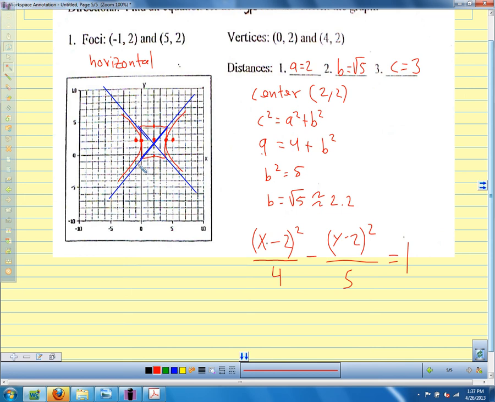So questions on what we did here? A, again, tells us how far we move from the center to the vertices. B tells us how far we move from the center to the conjugate vertices. C tells us how far we move from the center to the foci.